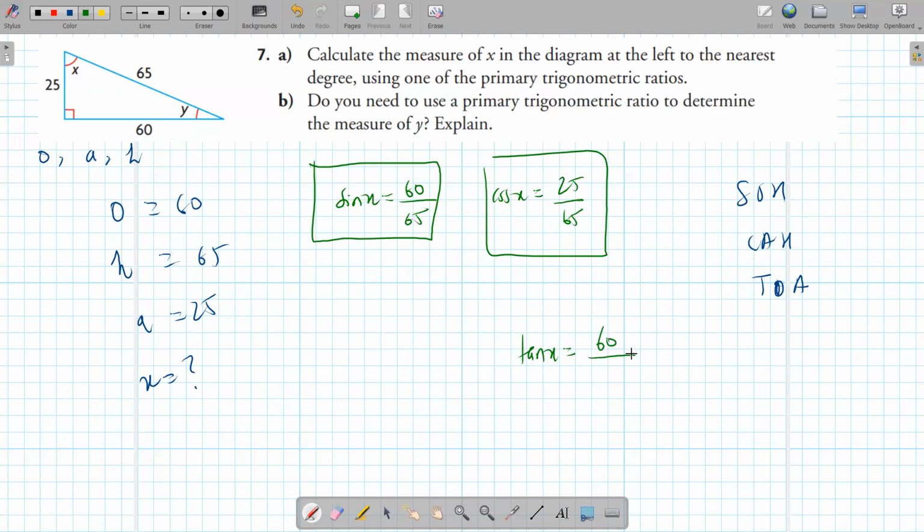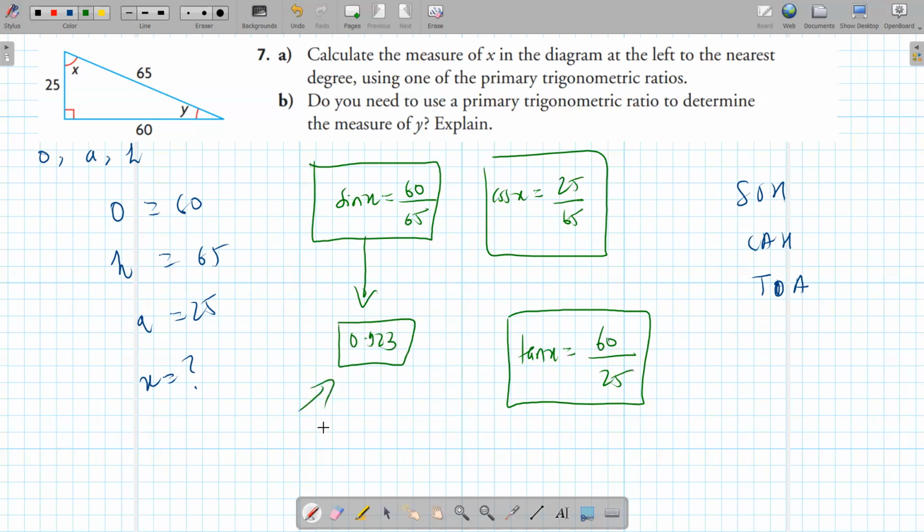Because in this case, all three sides were given. That's why we can use all three ratios. Why don't you plug this in your calculator? Find me x. And again, how do you find x here? I forgot how your calculator works, but first, step one, do 60 over 65 and then do sine inverse. So this is like 0.923, okay? Do sine inverse of this.